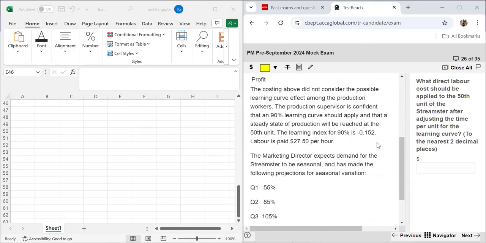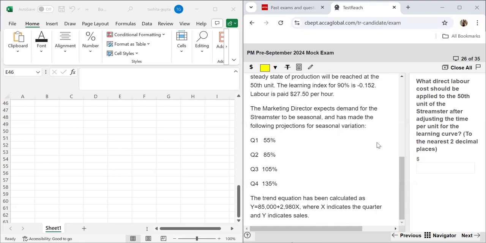Costing above did not consider the possible learning curve effect among the production workers. The production supervisor is confident that a 90% learning curve should apply and that a steady state of production will be reached at the 50th unit. The learning index for 90% is minus 0.152. Labor is paid at 27.5 per hour. The marketing director expects demand for the Streamstar to be seasonal and has made the following projections for the seasonal variation. The trend equation has been calculated as y equals 85,000 plus 2980x, where x indicates the quarter and y indicates the sales. So this is what is given to us.